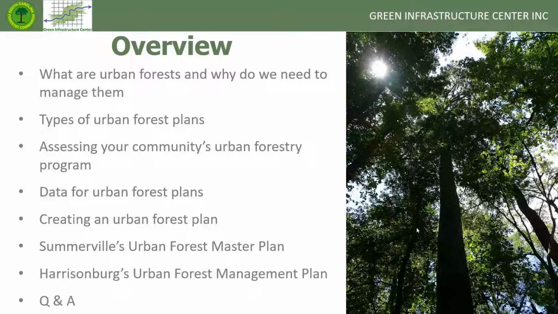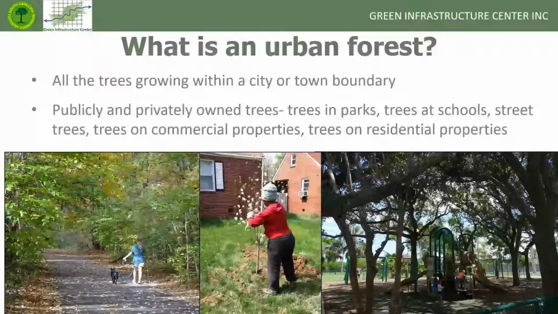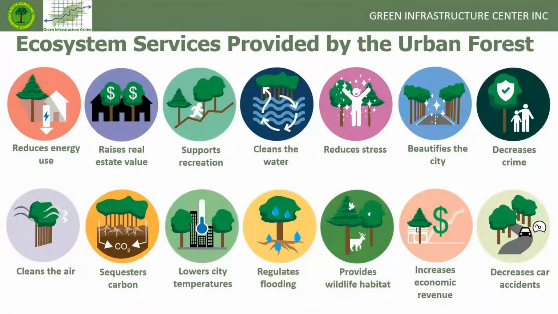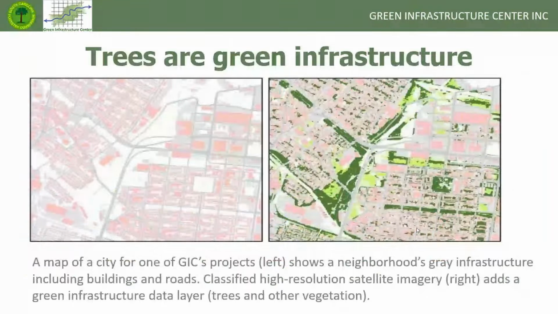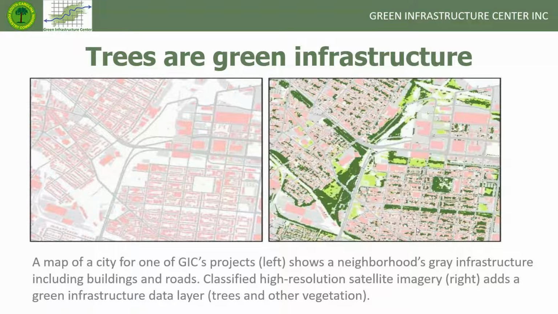These can be single trees, street trees, land. It can be trees in parks, at schools, street trees, trees on residential and commercial properties. And these trees provide ecosystem services, from cleaning the air to sequestering carbon, lowering city temperatures, and regulating flooding. And as such, we really need to be managing these in the same way that we manage gray infrastructure. We know what we have, we catalog it, and we come up with management plans. We need to be doing the same for our green infrastructure.